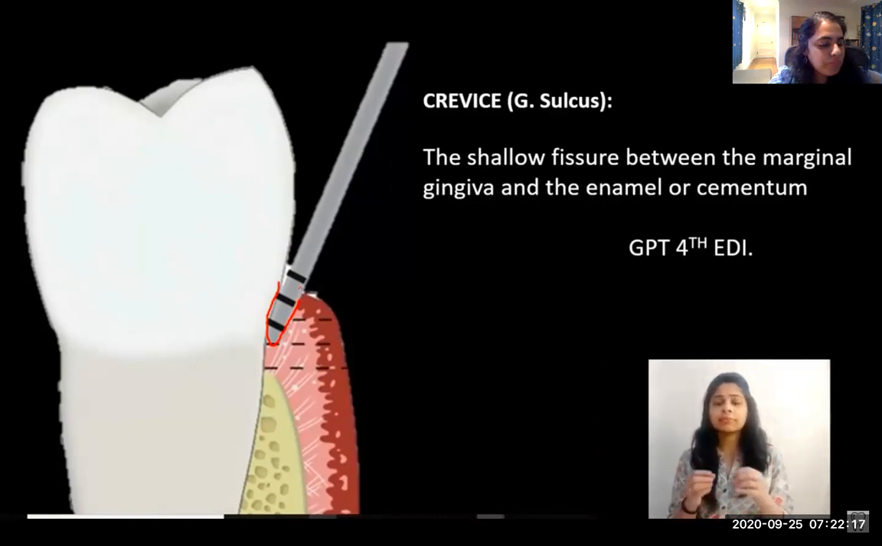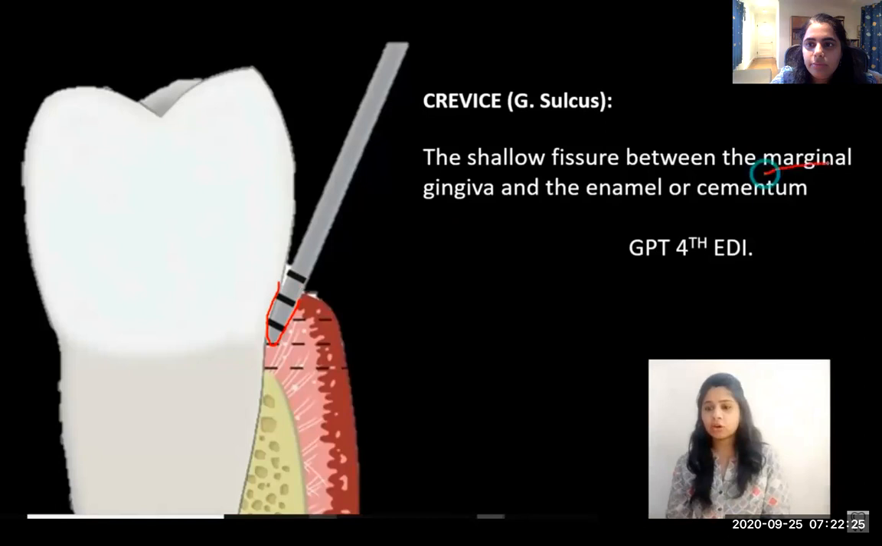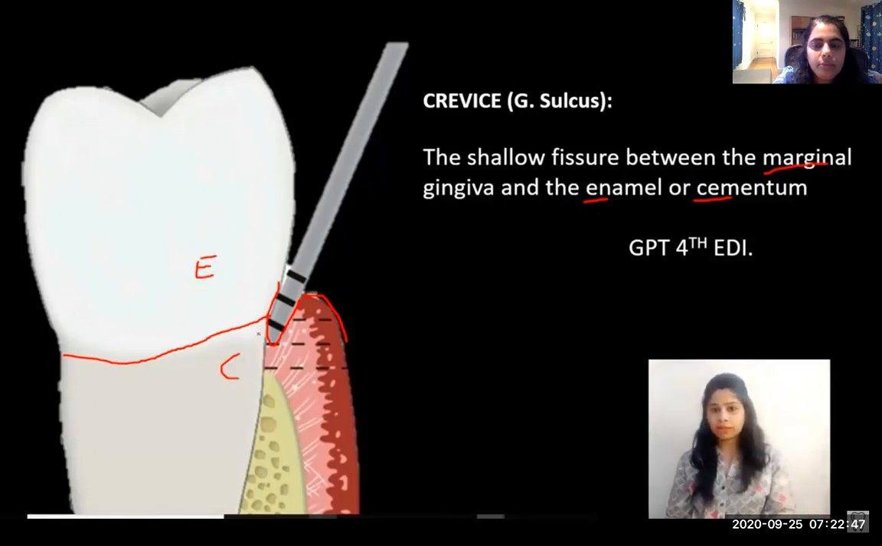Now a fissure is nothing but a narrow opening between two structures, and here the two structures are the marginal gingiva on one side. So here we see that this is the marginal gingiva, which is otherwise also called the free gingiva, and on the other end we have the enamel or the cementum. So here we have the cemento-enamel junction right here, and this would be our enamel, and here we have our cementum. So the gingival sulcus on one end will have either the cementum or enamel, and on the other end, it will have the marginal gingiva.